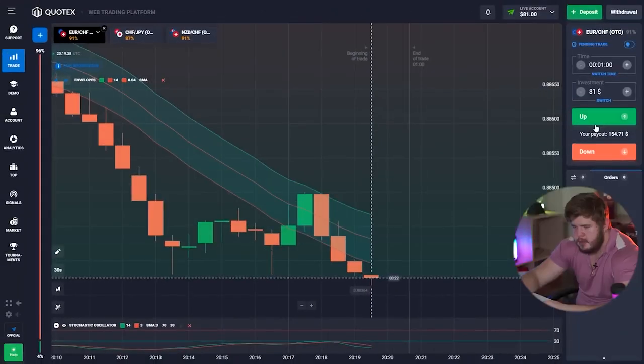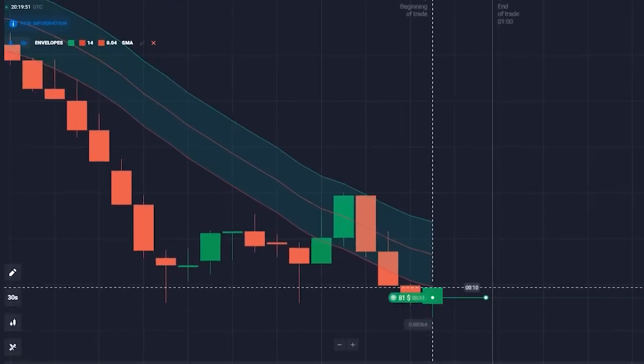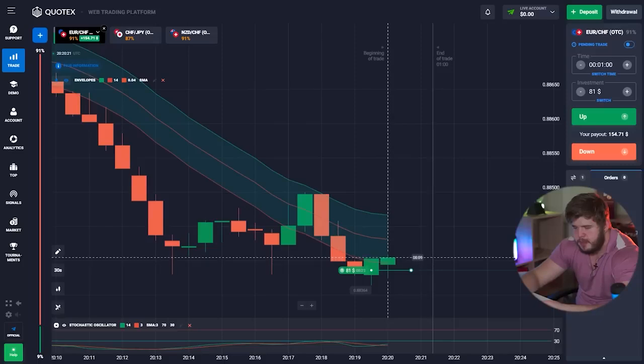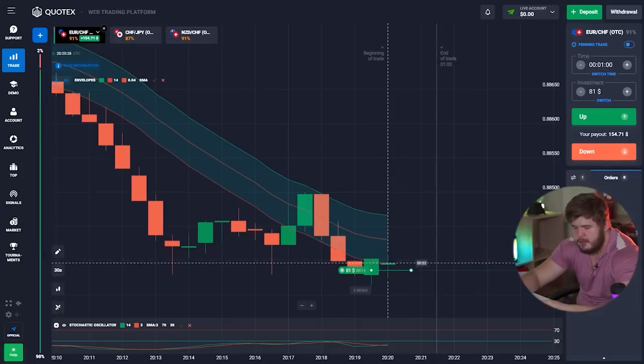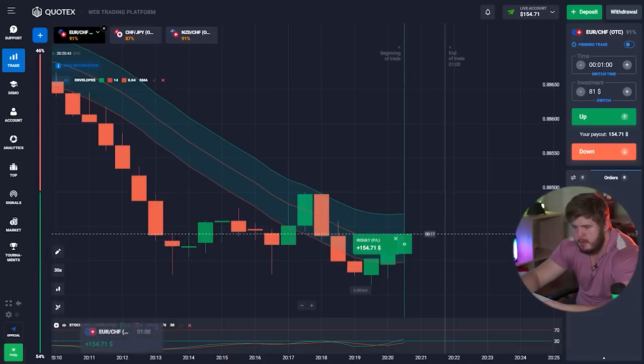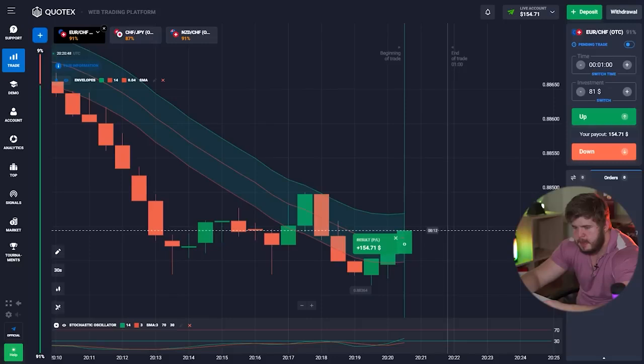So here we are going to open the buy position because the price has reached the floor of the channel, and it's highly likely to reach the middle of the channel or even the roof of the channel, the upper edge of the channel. Yep, and we got our money. Let's proceed to the next trade.